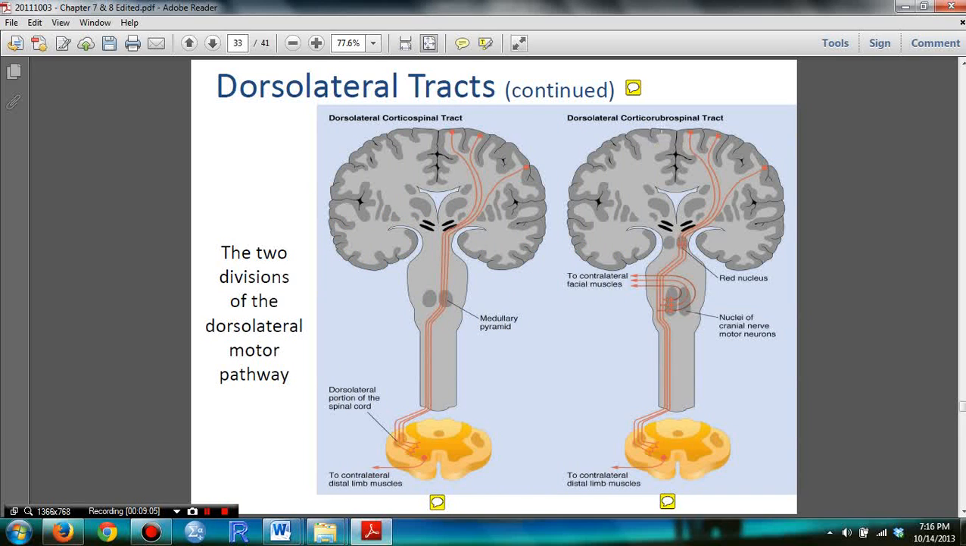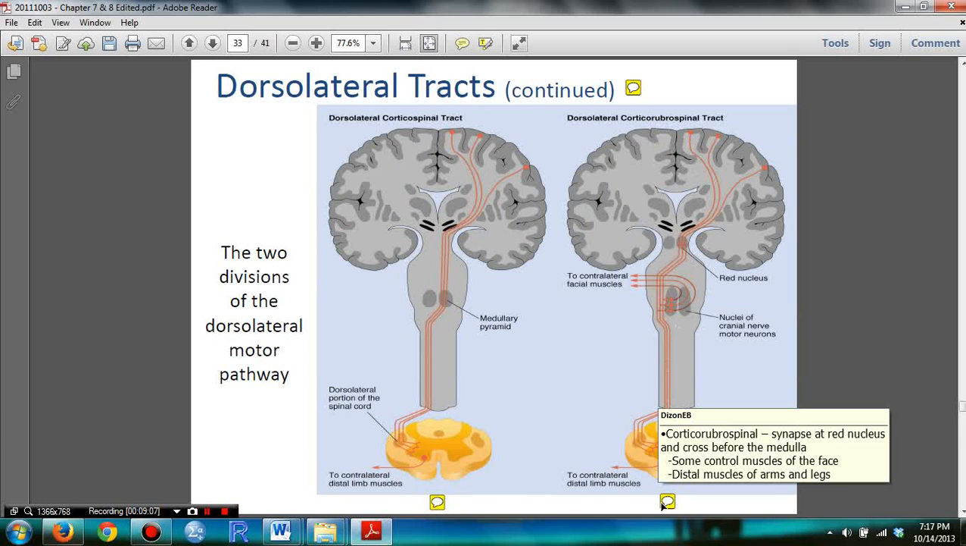So for the dorsolateral cortico-rubiospinal tract, it synapses at the red nucleus and crosses before the medulla, and some control muscles of the face, and distal muscles of arms and legs.